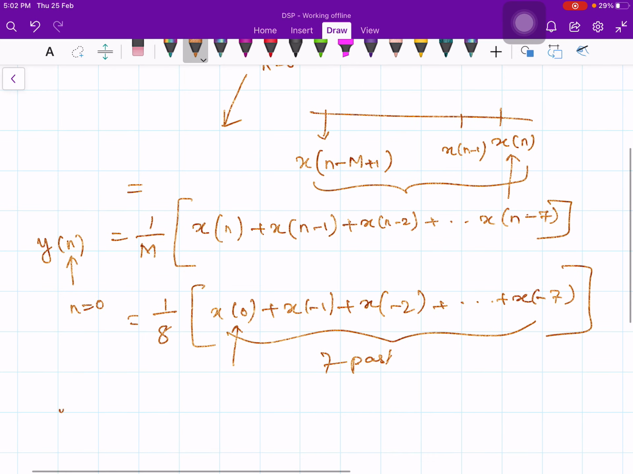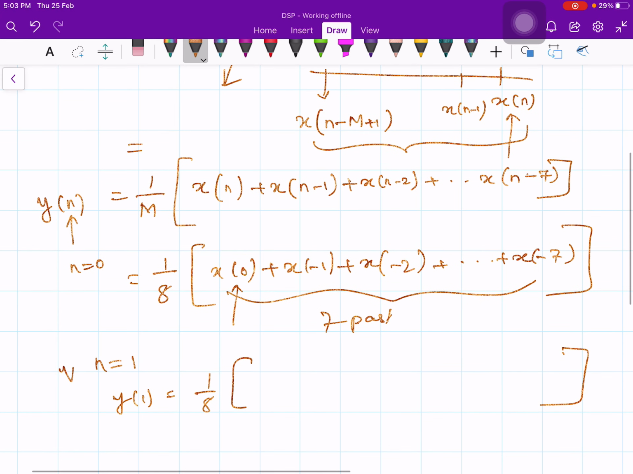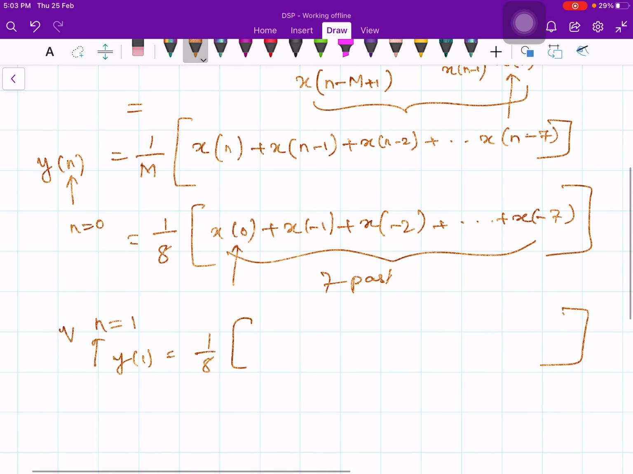Similarly, you can substitute different values for n. If you substitute n equal to 1, then y of 1 is equal to again 1 over 8 and so on. So therefore your average is moving when this n value is moving. Now you can ask a question, what kind of system is this? Is it FIR or IIR?